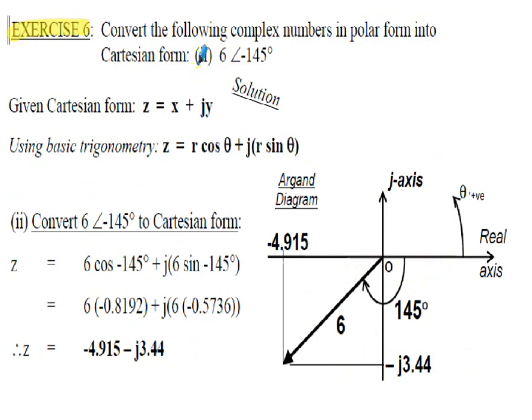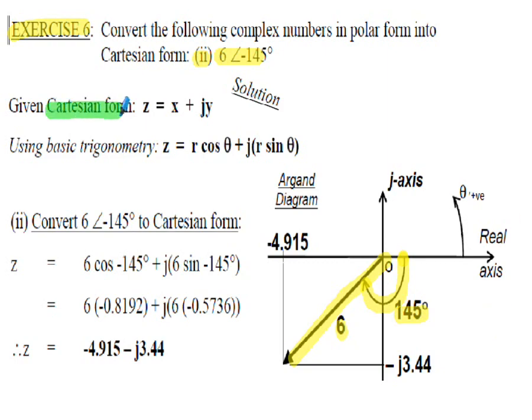Exercise 6 continued, part 2. We're given the polar form of a complex number here, 6 argument negative 145 degrees. So plotting that on the Argand diagram, the phasor length is 6 and the angle, it's negative 145 in this case, so that now will be measured from the horizontal in a clockwise direction to the phasor. There's our 145 degrees. So the phasor resides in the third quadrant.